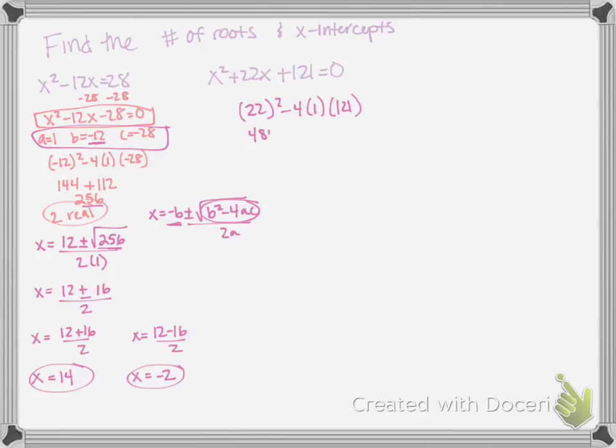So 484 minus 484, so 0. So I should have one real solution. So when I do my x is equal to, I use the same a, b, and c. So my b, when I plop it in for a negative b, it becomes negative 22 plus or minus the square root of 0, because I already found what's underneath the square root, divided by 2 times my a, which is 1. Well, the square root of 0 is just 0, so he can kind of disappear. 2 times 1 gets me 2, and if I divide it, I get negative 11, which is one real answer.